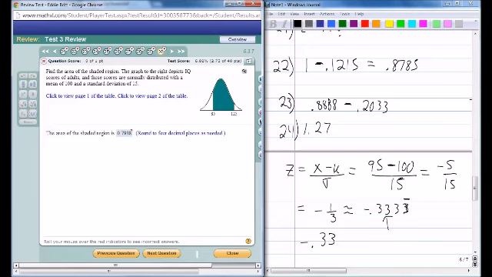Alright, well, we're on problem number 30. Find the area of the shaded region. Okay, so again, we're talking about IQ scores. We have a mean of 100 and a standard deviation of 15.